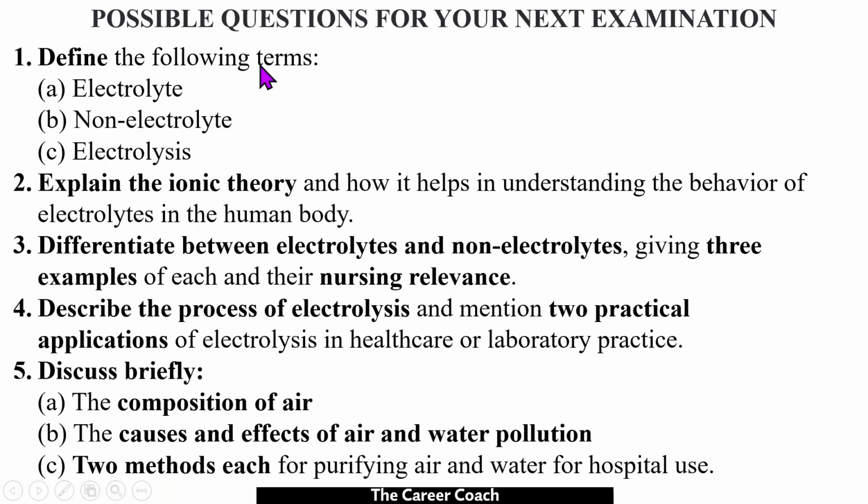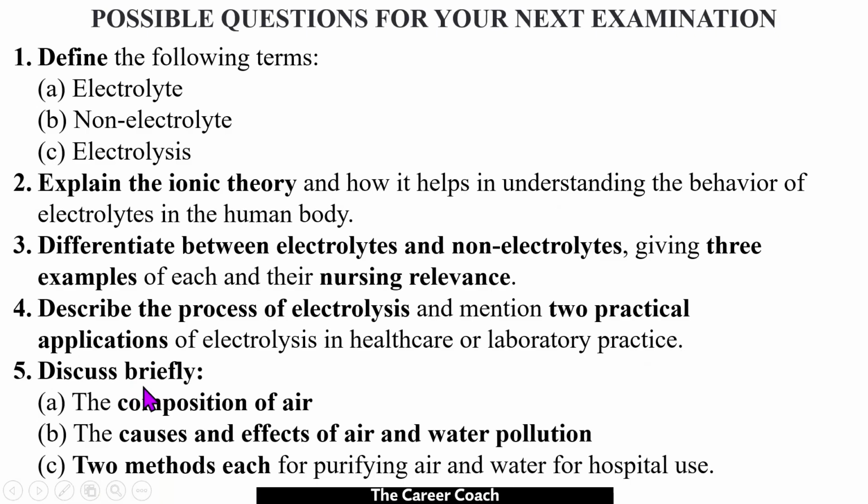Number 1. Define the following terms: electrolyte, non-electrolyte, and electrolysis. Number 2, explain ionic theory and how it helps in understanding the behavior of electrolytes in the human body. Number 3, differentiate between electrolytes and non-electrolytes, giving 3 examples of each and their nursing relevance. Number 4, describe the process of electrolysis and mention 2 practical applications of electrolysis in healthcare or laboratory practice.